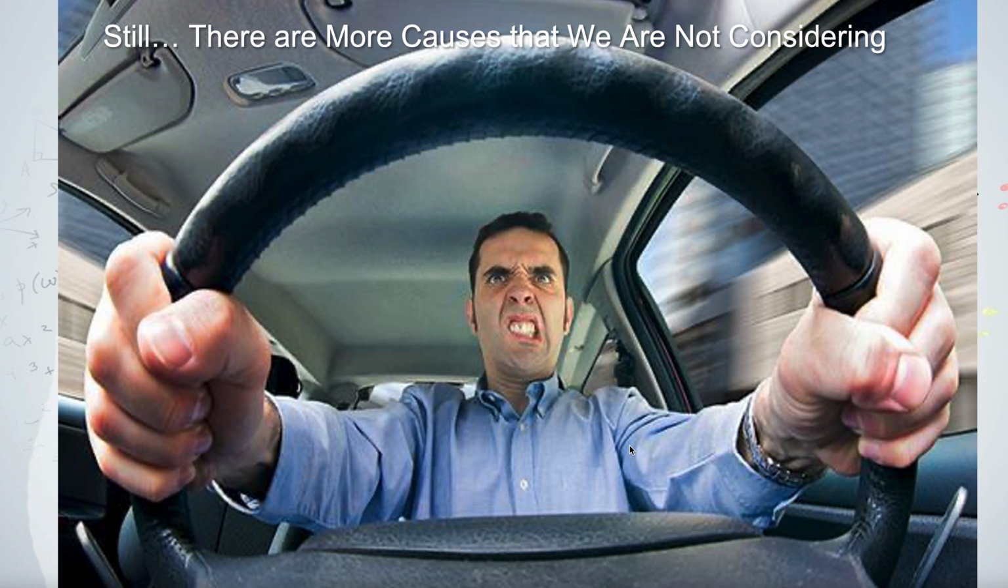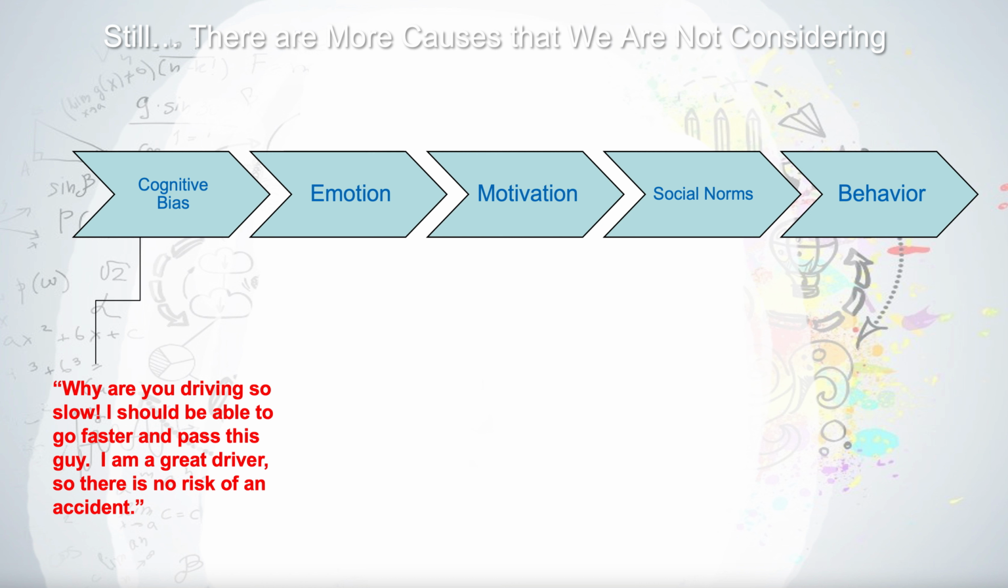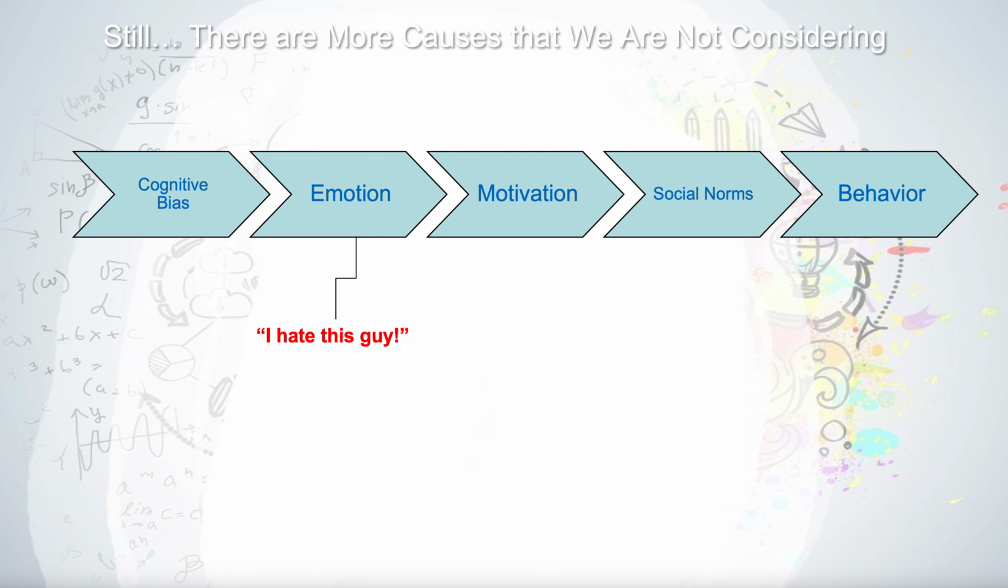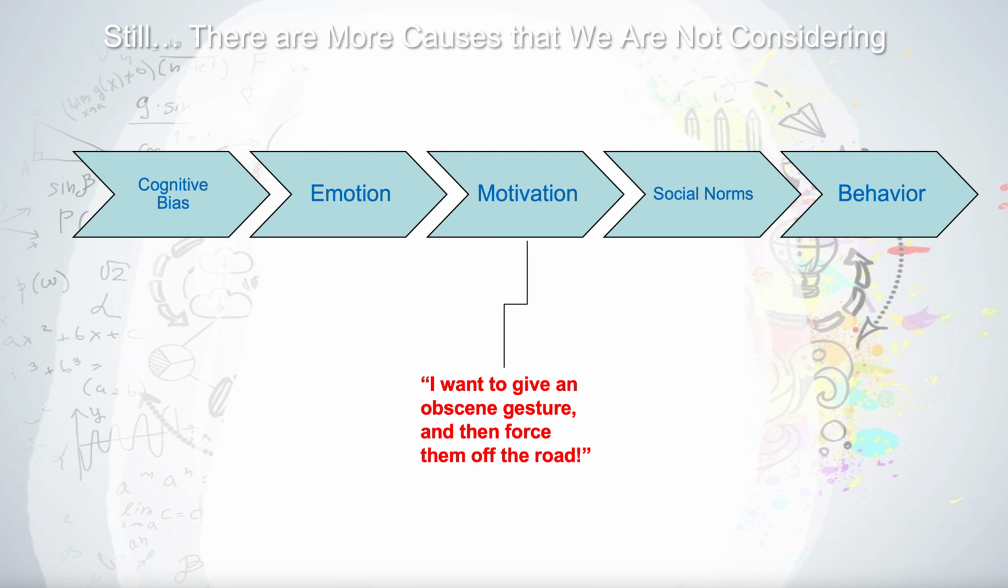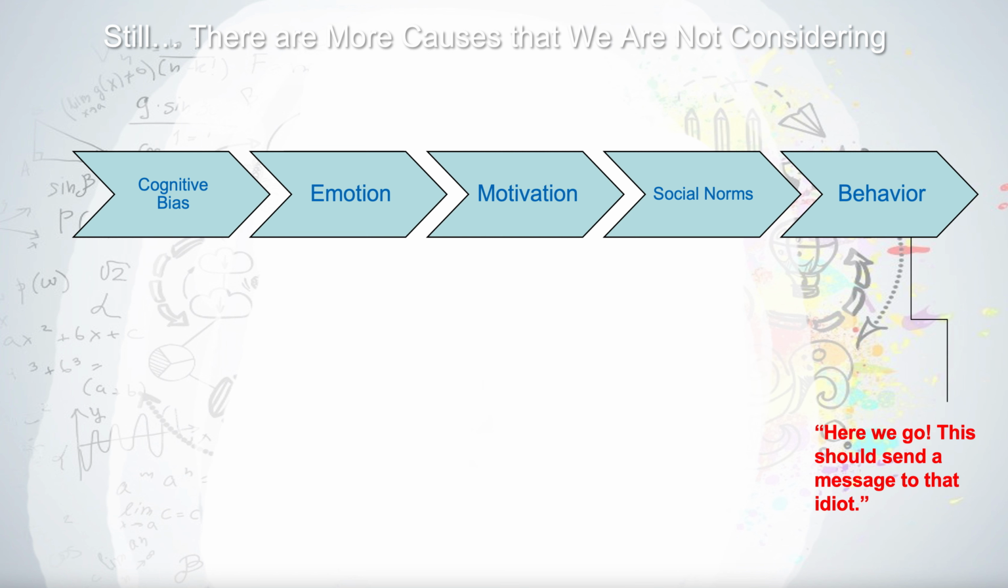There are still more causes, though, that are typically not considered, like with cognitive bias. Why are you driving so slow? I should be able to go faster. I'm a great driver. I've never had an accident. Which leads me to my emotion of, I really hate this guy, which motivates me to want to do some kind of obscene gesture and force the guy off the road. But what am I thinking? We look at social norms. Only uncivilized people might make that gesture. And all those summed up drive our behavior, which might be, here we go, this should send a message to that idiot.